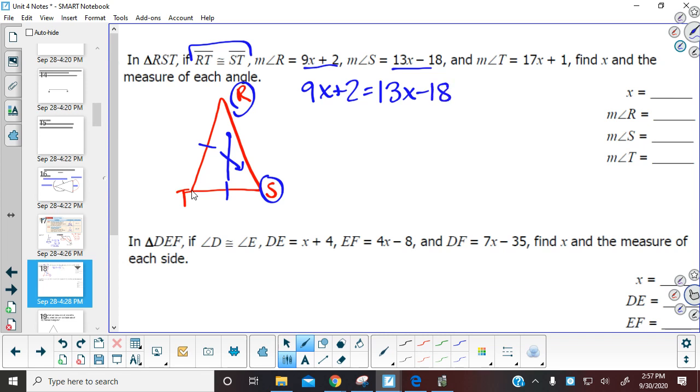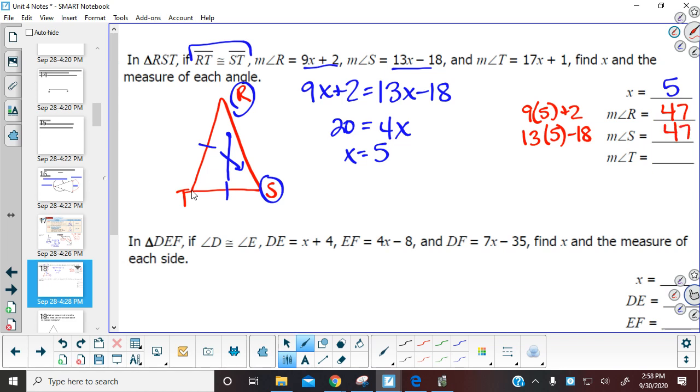And when I do so, I would subtract the 9x to get 4x. I would add my 18, so I get an x of 5, and I can go ahead and write that in. Notice it does ask you to find angle R, S, and T, so now we can just plug in. So 9 times 5 plus 2, which gives us 47. For S, we have 13 times 5 minus 18, and when I do that, I get 47.